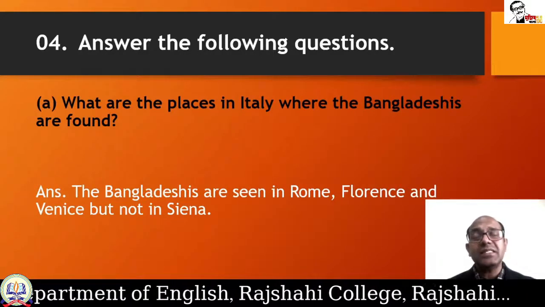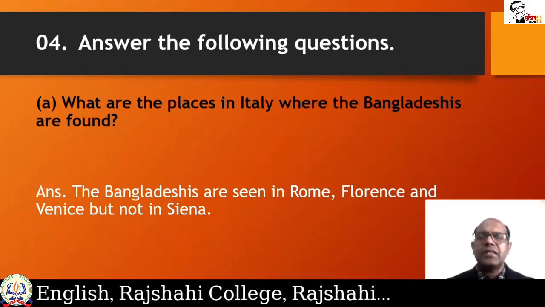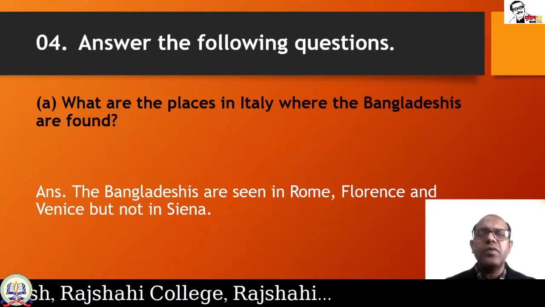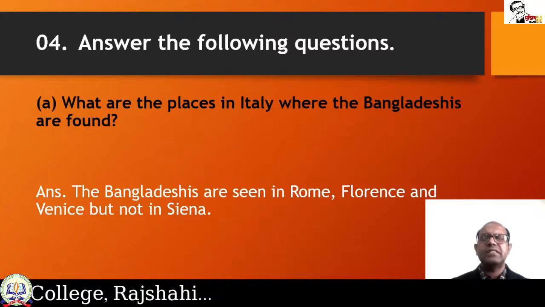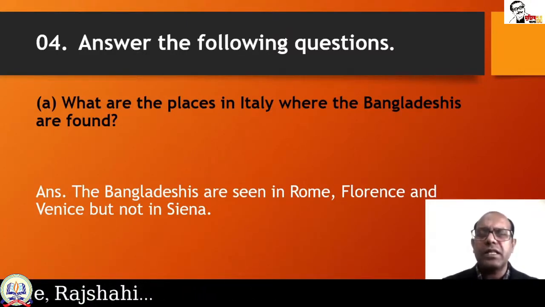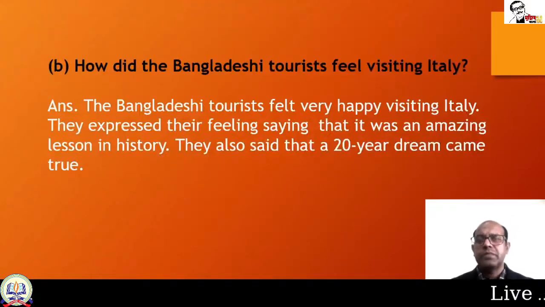What are the places in Italy where the Bangladeshis are found? And the answer is the Bangladeshis are seen in Rome, Florence and Venice, but not in Siena.